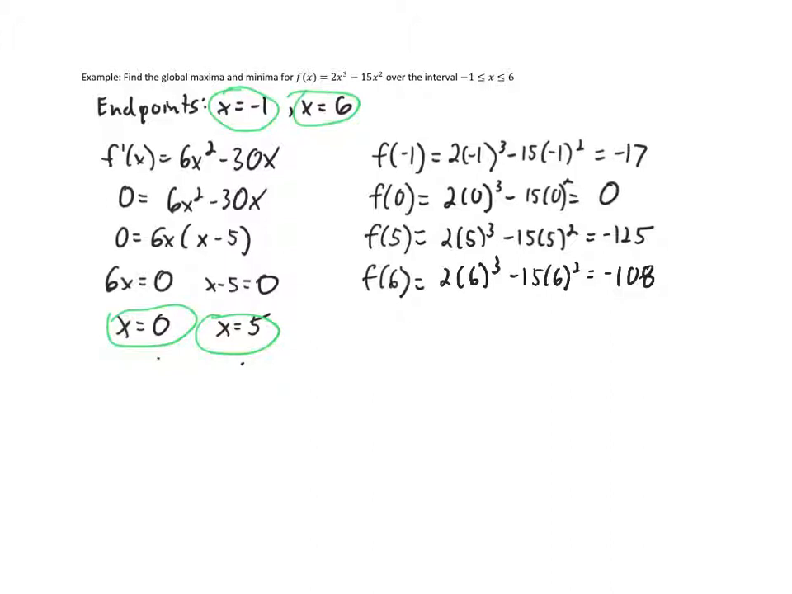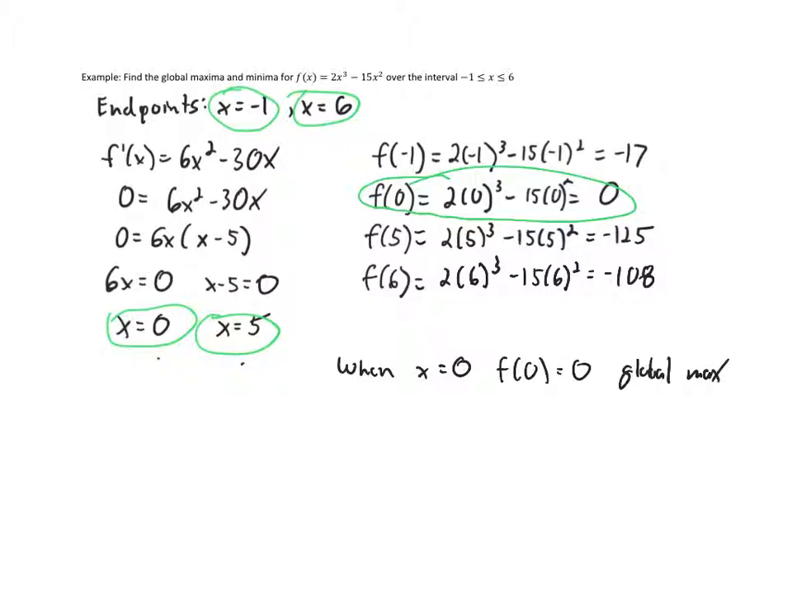And so we wanted to find the global max and the global min. The global max is going to correspond to the greatest possible function value. That would be this point here when x equals 0. When x equals 0, f of 0 equals 0, and that's our global max. So the global max occurred at a place where the derivative equaled 0.